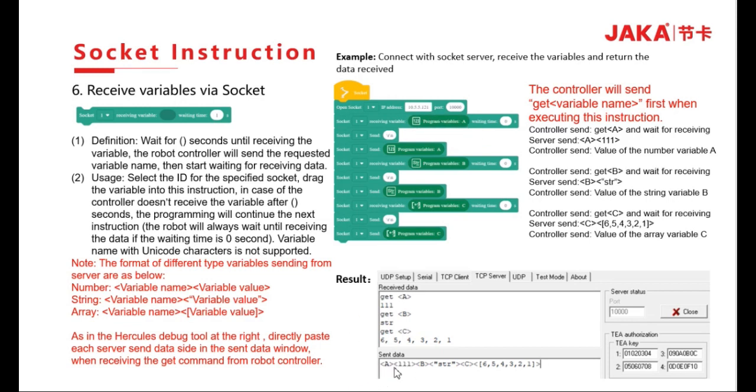Here in the send data we can input the content we want to put inside the variable, for example 111, and then the robot will send us back the result of this variable. The same goes for the string for variable B and the array for variable C.